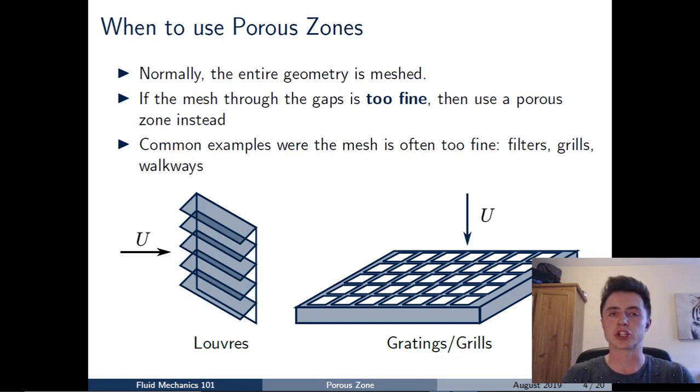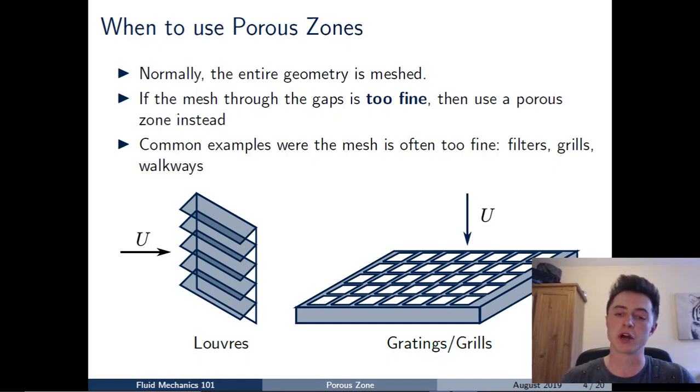So how do we choose when to use a porous zone and when not to? The thought process you should adopt when setting up your CFD simulation is that normally the entire geometry should be meshed. For a typical application with louvers or gratings or any other geometry, that means we mesh all of the flow passages where the fluid is expected to travel. That will mean generating a mesh between all of the fine holes and gaps between the gratings, the grills, the louvers, or whatever application you have.